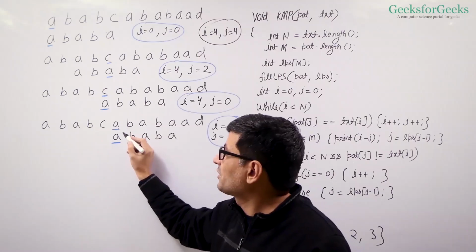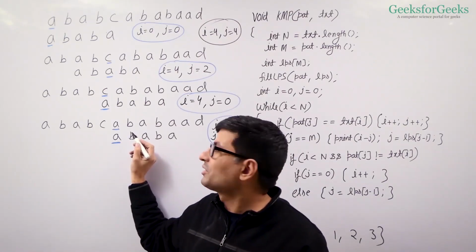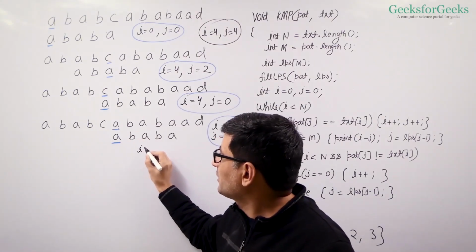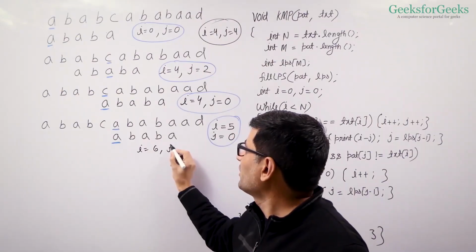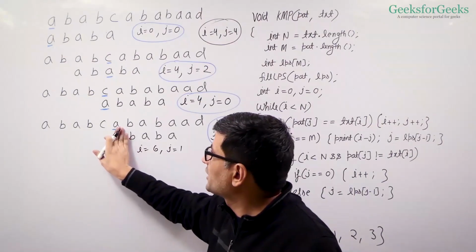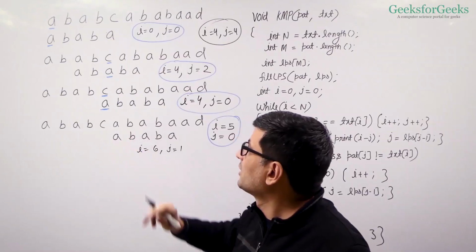Now we see a match, right? So we are going to increment I and j both. Now I is going to become 6 and j is going to become 1, right? So I and j are changed. They are here right now.